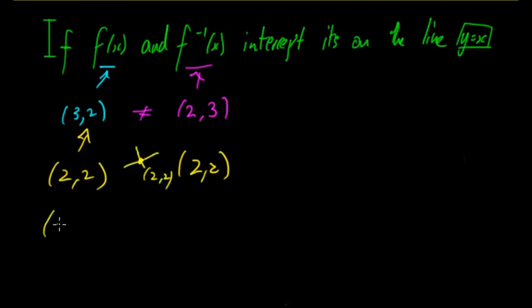Then if you have any point where the values are the same, let's say (a, a), then the inverse is also always going to contain (a, a). So if the coordinates are equal, they will intercept. And that's why it's along the line y = x, because that's where y and x are equal, such as here.